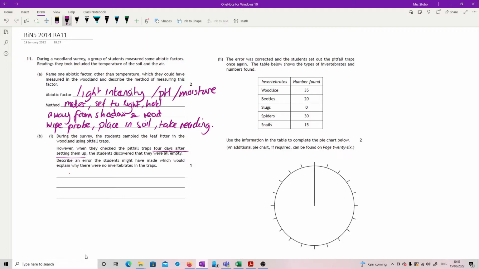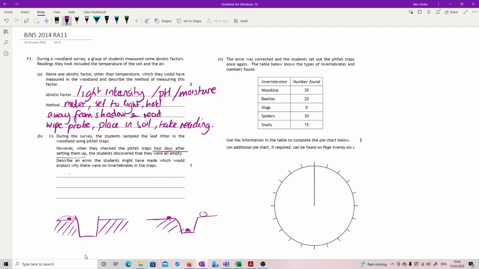And then you're just looking for another, that would be fine. That would get you the mark. But if you're looking for another error, then you're looking for your standard errors with pitfalls. One of the first errors is if you set up a pitfall trap like this, if this is the soil down here, then if you've got a little bug coming along, it'll just bump into the edge of the pitfall and wander off again. Okay, so the pitfall trap being too high or being above the ground is a major issue, because what you should have is the pitfall trap bang on ground level, so that little bug coming along will fall in here.